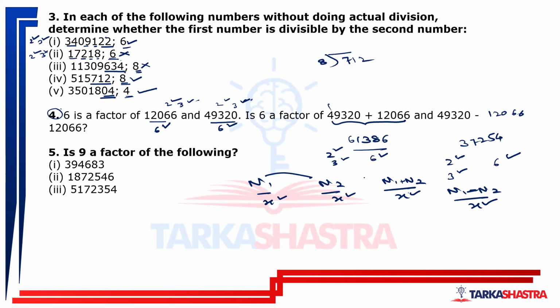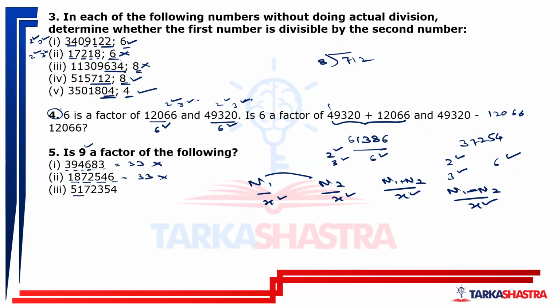Now, is 9 a factor of the following? So what is the divisibility rule of 9? We have to check whether the sum of the digits is divisible by 9 or not. So 3 plus 9 plus 4 is 16, 22. 22 plus 8 is 30 plus 3, 33. Not divisible by 9. Here, sum of the digits 9, A, 18, 27, 33. Not divisible by 9.